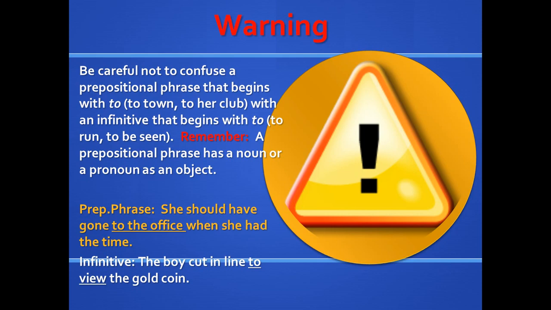Let's move to the other point that we're going to discuss. This is a warning. Be careful not to confuse a prepositional phrase that begins with to, like to the town or to her club, with an infinitive that begins with to. Do you remember I told you what the infinitive is before? Infinitive is the preposition to plus the clean verb. As we said, the verbs that come after to must be clean. We don't add anything to them.